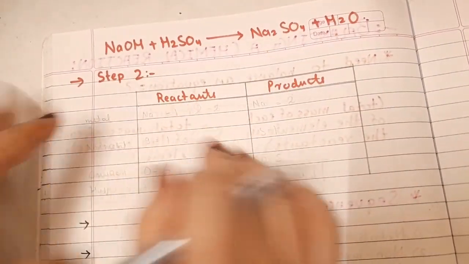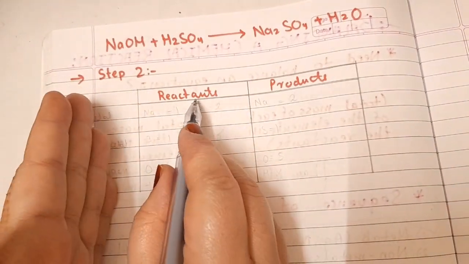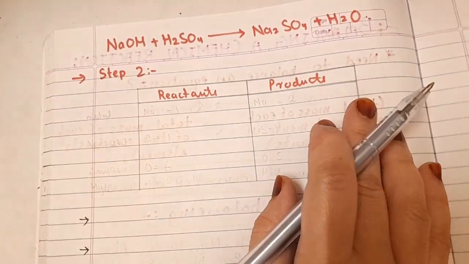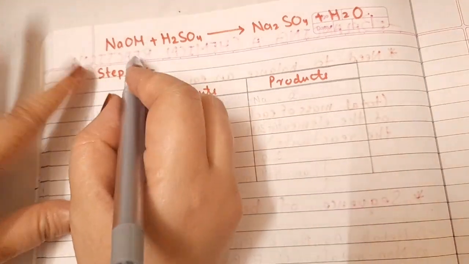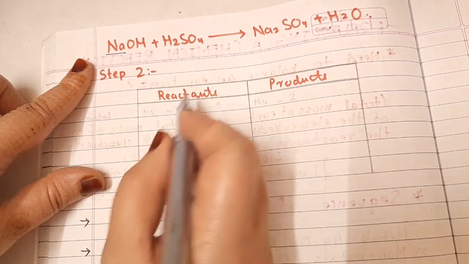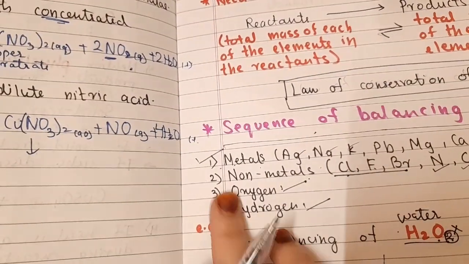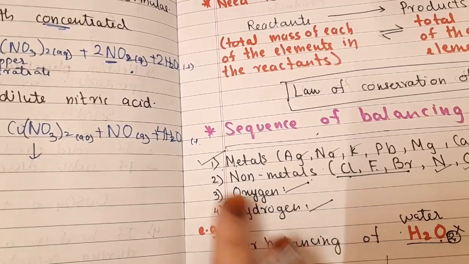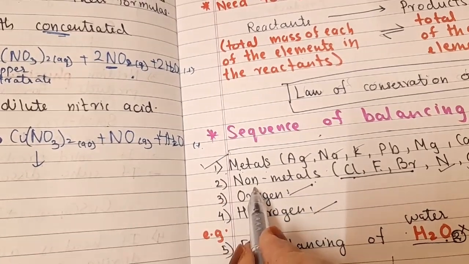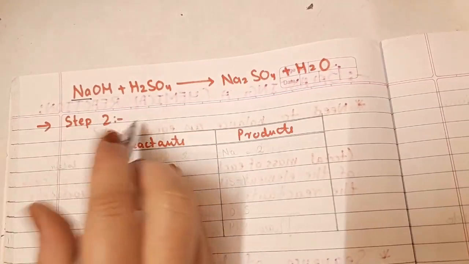Okay, and in step number 2, we will make a box first and we will write here the left hand side reactant molecules and the right hand side product molecules. So in reactant, how many molecules do we have here? First I have told you the sequence of the balancing: we will write first metallic, non-metallic, oxygen, and then hydrogen. So just look at the reactant side. I am talking about the reactant side.